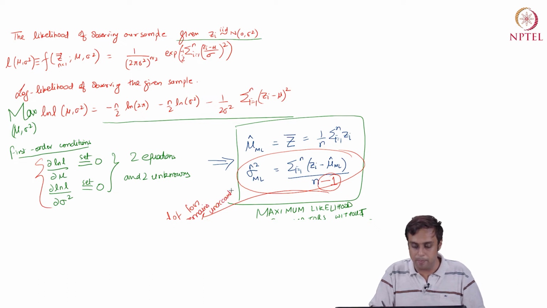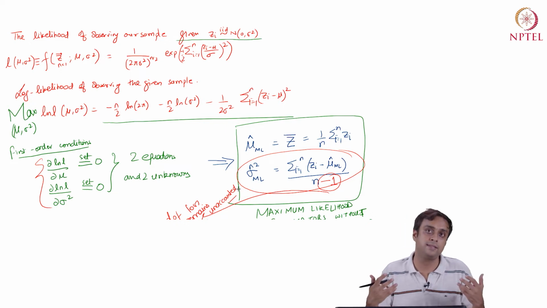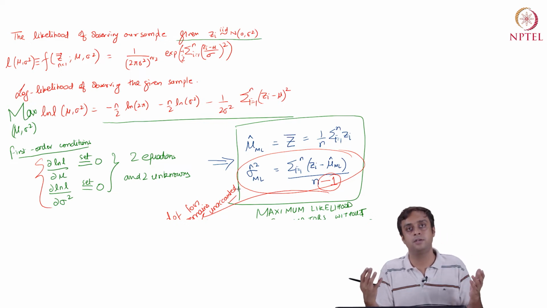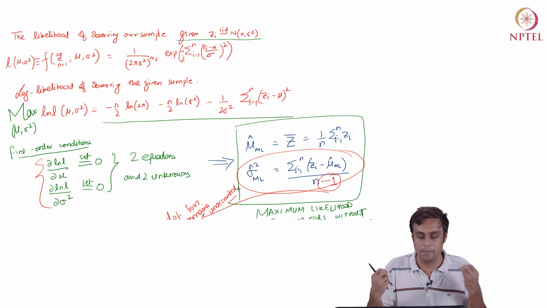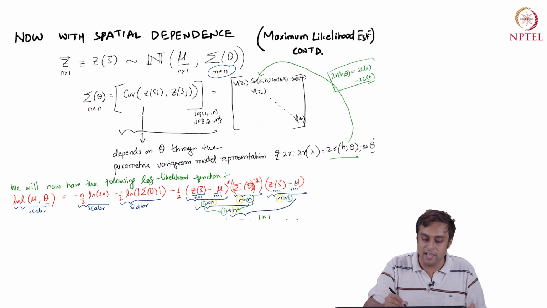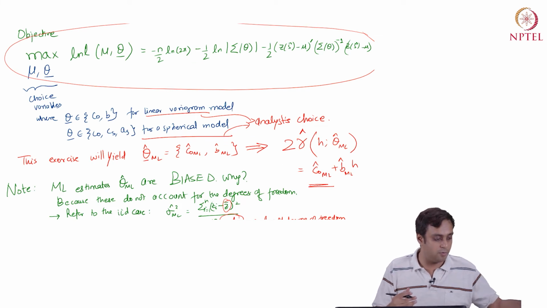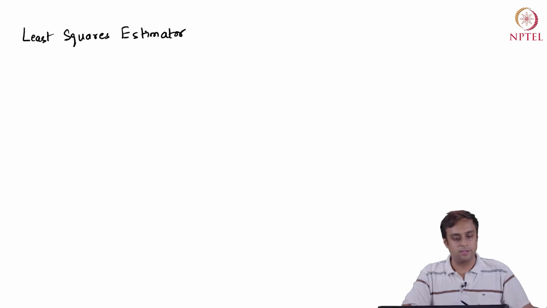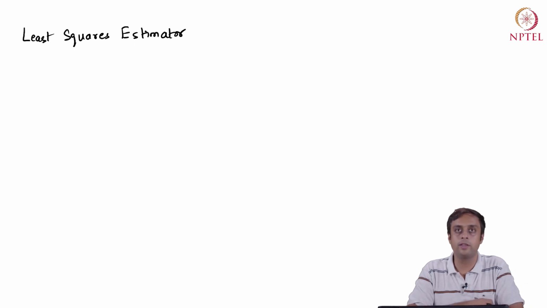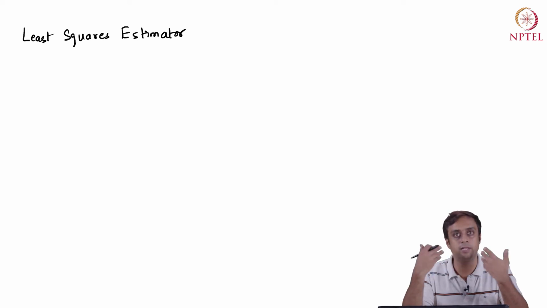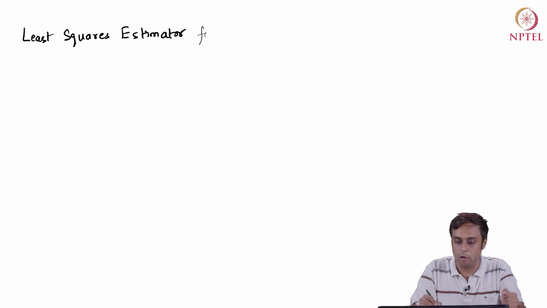This is very, very important. It's really a fundamental knowledge that ML estimates are fundamentally biased for the variance covariance estimators, and the bias becomes larger and larger the smaller the data set that you are working with. Okay, so the next algorithm for achieving a fit of the variogram is called the least squares algorithm, or the least squares estimator for a variogram model.